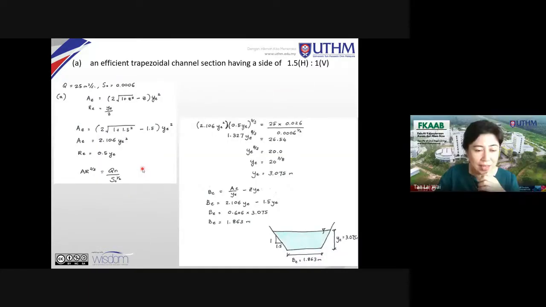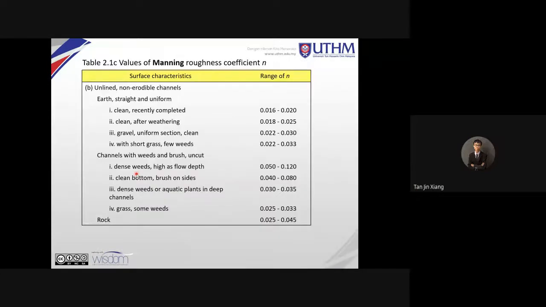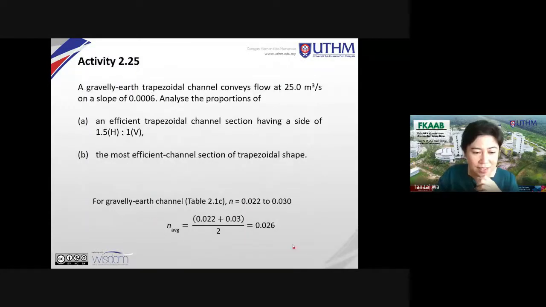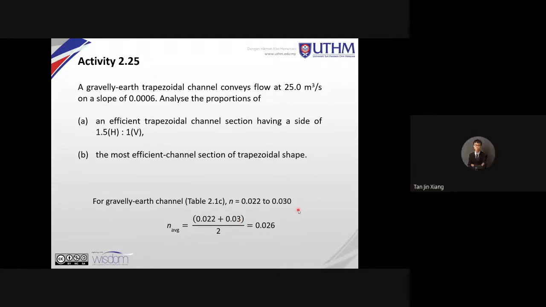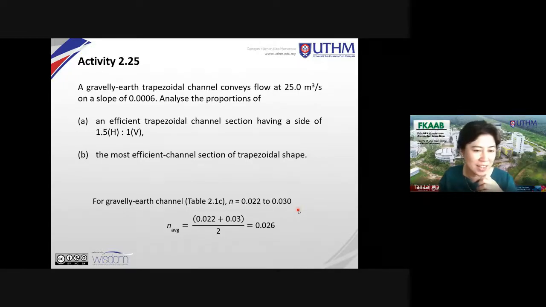Doctor, if you use the maximum, 0.03, also can, right? Oh yes, you can use 0.03. Correct. Of course, sometimes like earlier, in activity 2.24, I asked you to justify why you want to use 0.03, for example, rough brick lining. The table gives you a range for brick lining, so when it says rough, of course we are going to use the higher value of Manning roughness. So you can justify it.